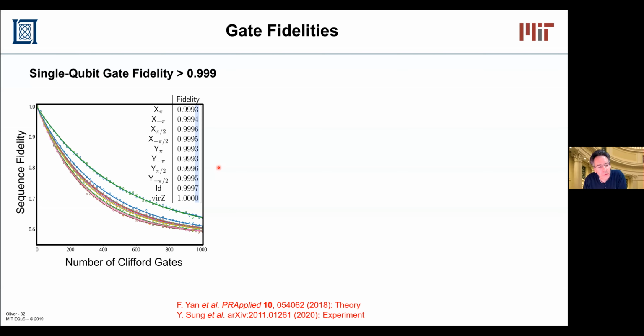And of course, we aren't perfect, so we try to get as close to 1 as possible. And we can measure or benchmark these gates using something called randomized benchmarking. I won't get into how that works today, but that gives you a fidelity for the different types of pulses that one might apply to the qubit. And you can see here, these are measurements we've made in our lab, and all of these gates are above 3 nines, as we say, or 99.9%.